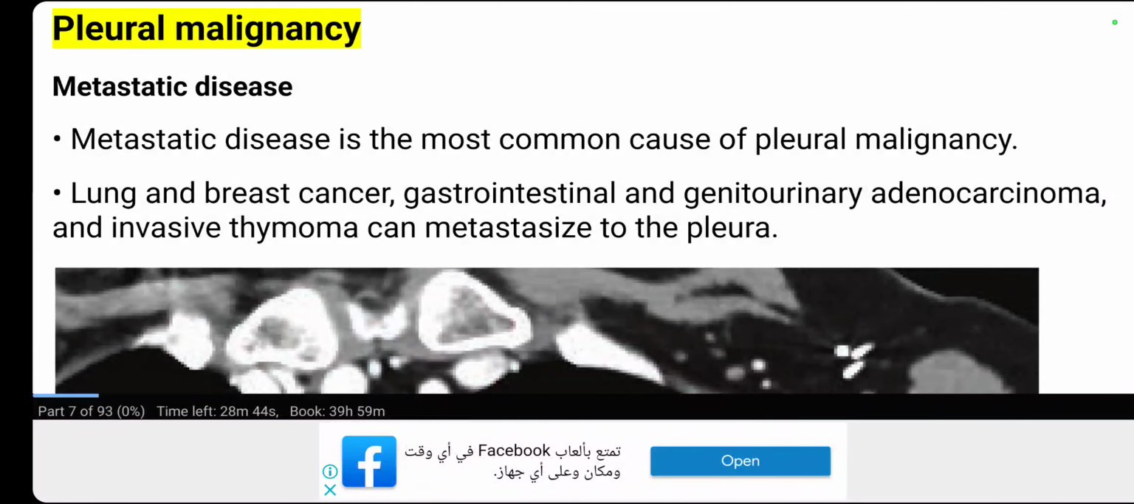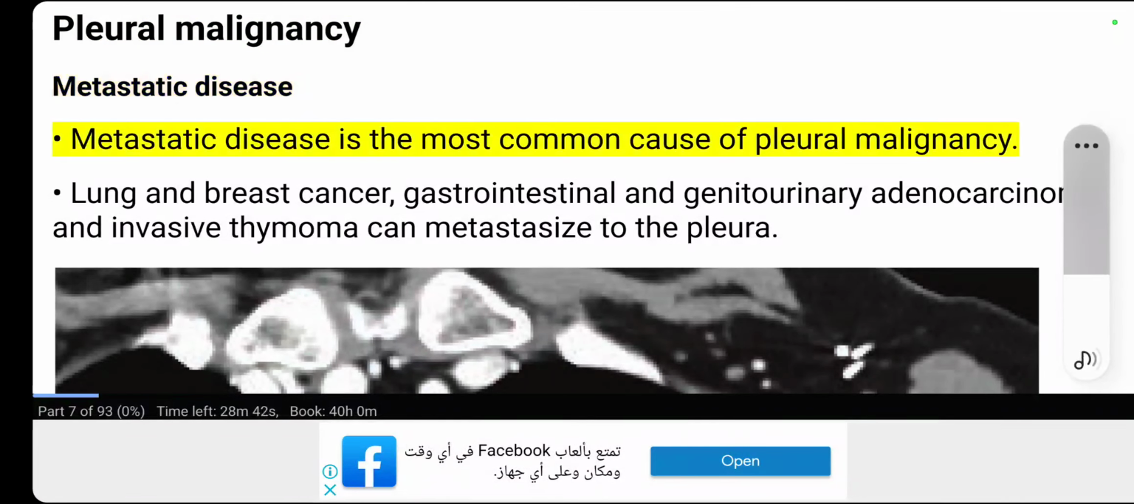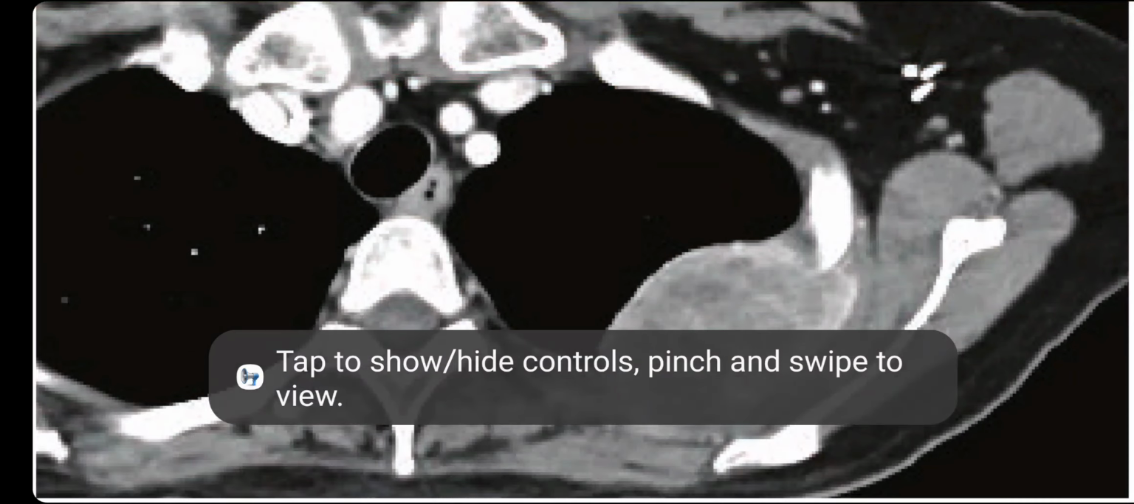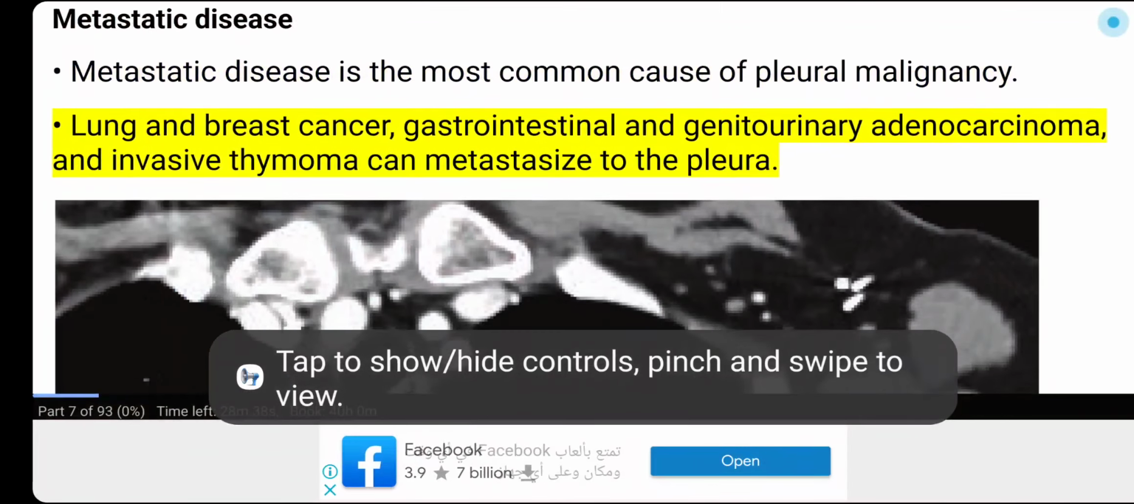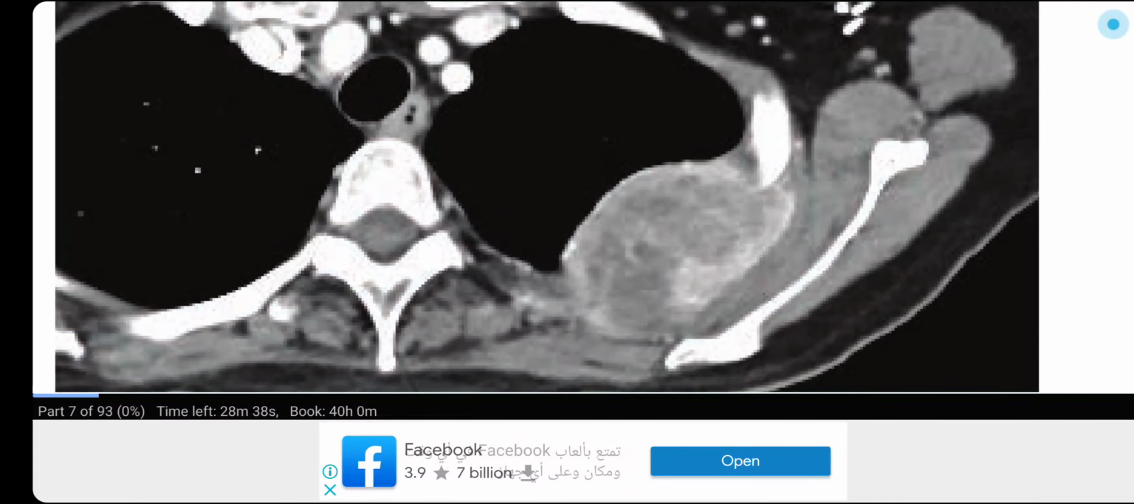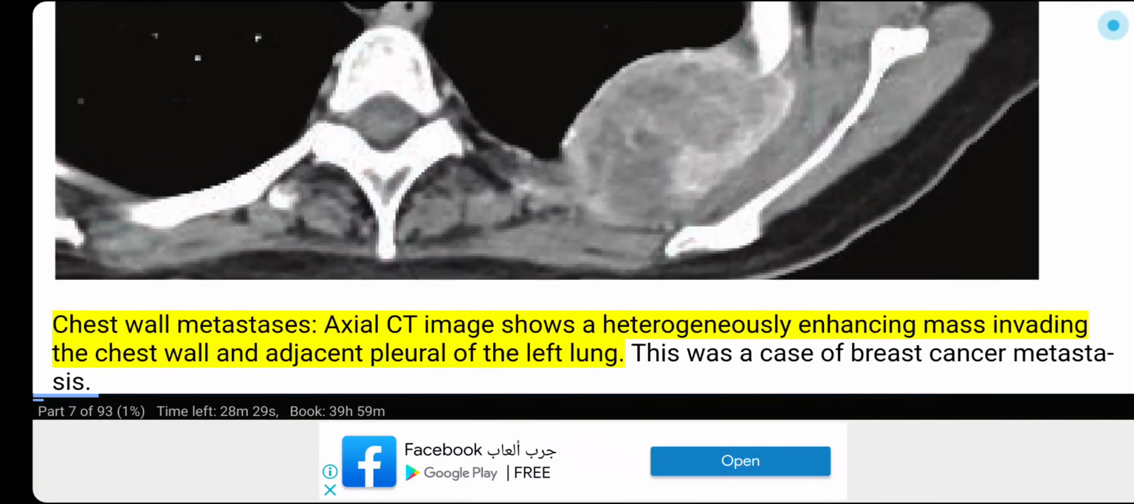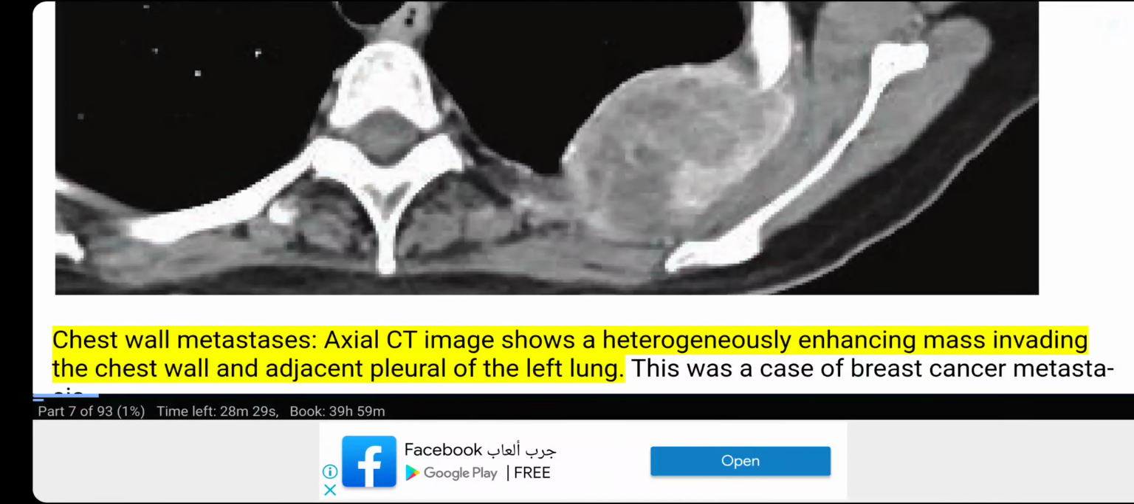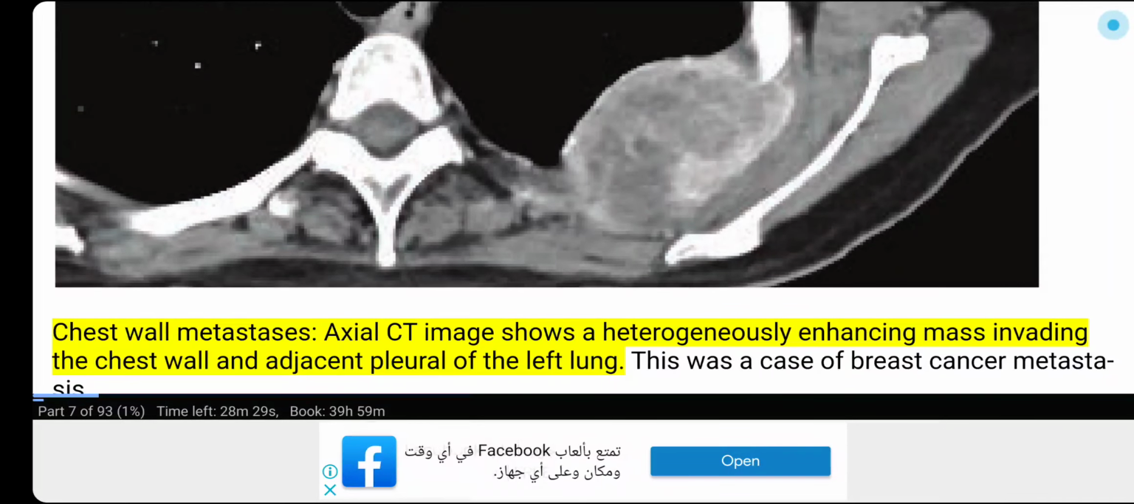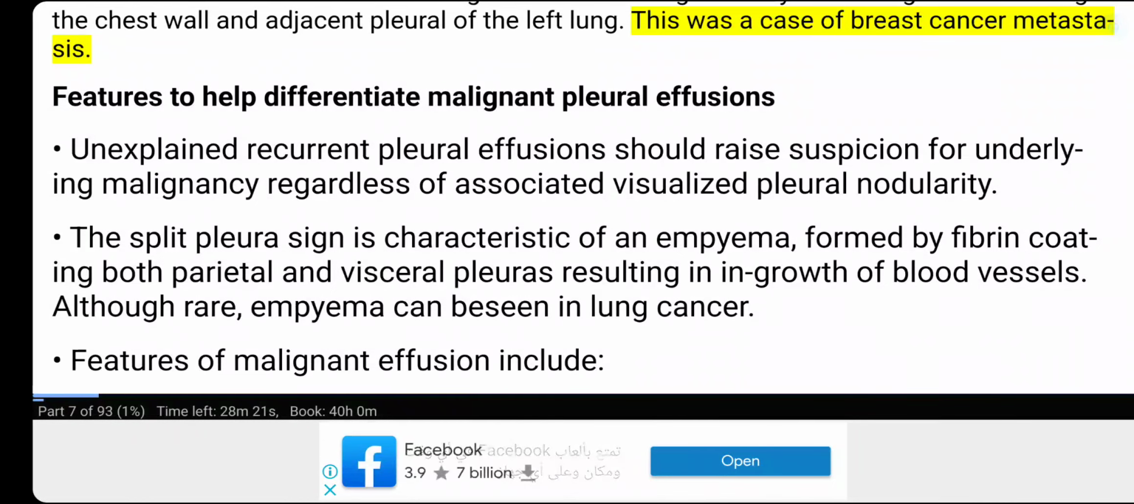Pleural malignancy. Metastatic disease. Metastatic disease is the most common cause of pleural malignancy. Lung and breast cancer, gastrointestinal and genitourinary adenocarcinoma, and invasive thymoma can metastasize to the pleura. Chest wall metastasis. Axial CT image shows a heterogeneously enhancing mass invading the chest wall and adjacent pleura of the left lung. This was a case of breast cancer metastasis.